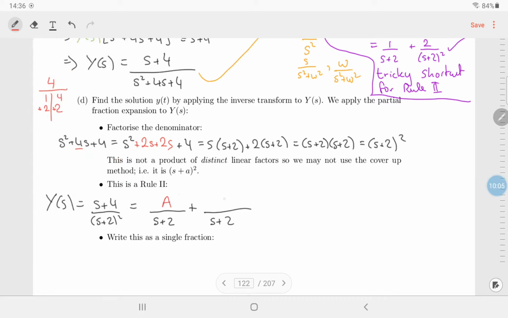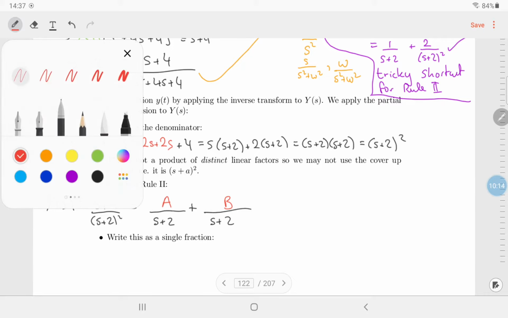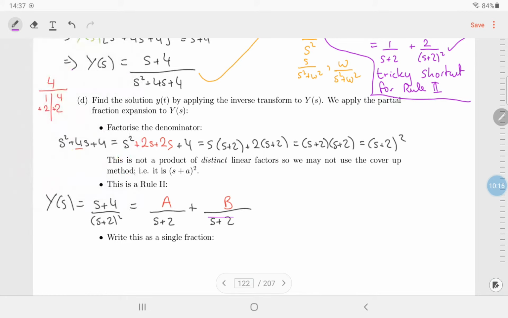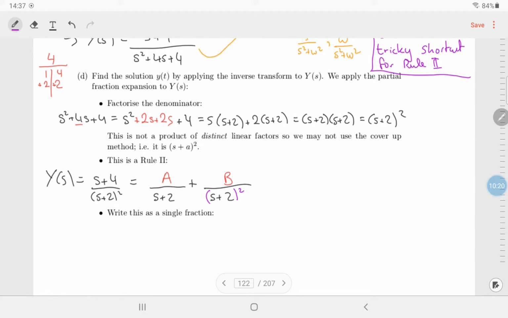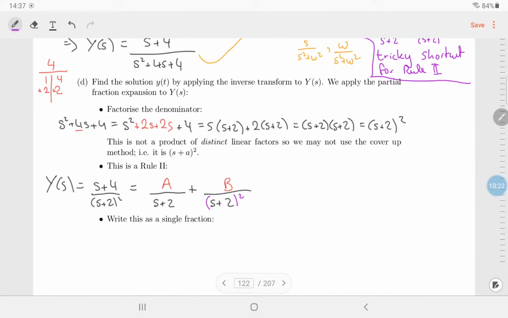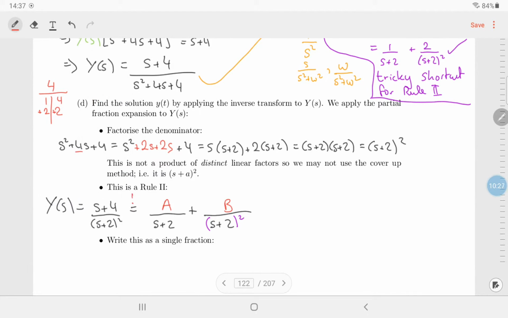But if you actually try that, a plus b over s plus 2, it can't actually equal the thing on the left. So you have to change the second term by squaring this. Okay, so what are we going to do now? We want this thing here to equal that thing there.